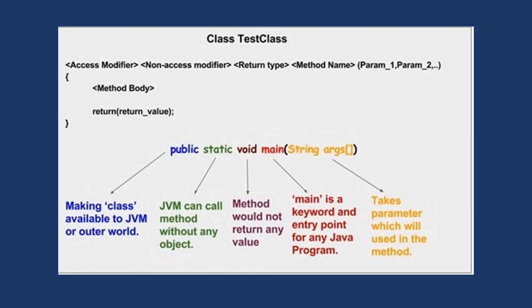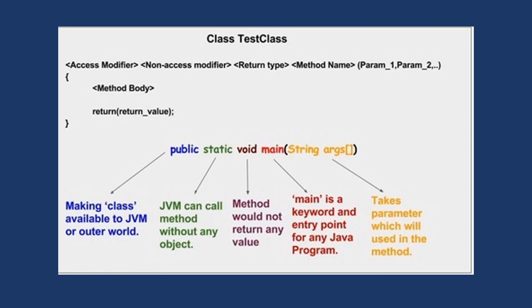So I'm making this method public. I mean this method is visible outside of the class, so that the JVM can call the method and start its execution. So that is the first thing.